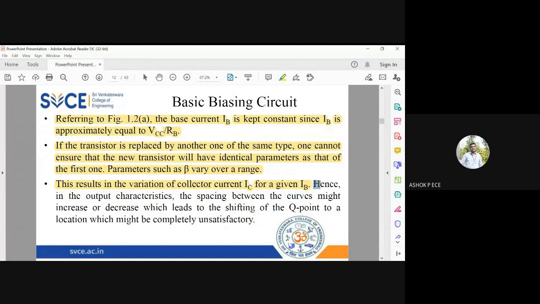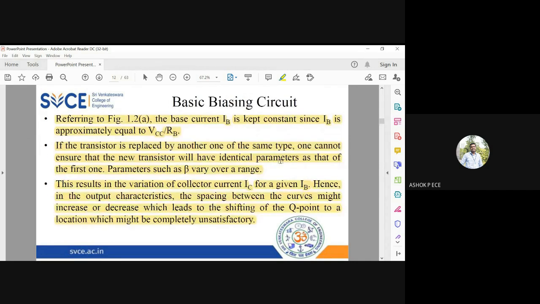So in the output characteristics, you might expect some change when you replace the transistors, because it may lead to a shift in the Q point, which is unnecessary, and the amplification behavior of the BJT will not be as expected. Don't think all transistors will have the same parameters. Ideally, yes. Practically, even if two transistors have all the same parameters, VBE is 0.7, beta 100, when you connect them in external circuits, you cannot expect them to give the same behavior.